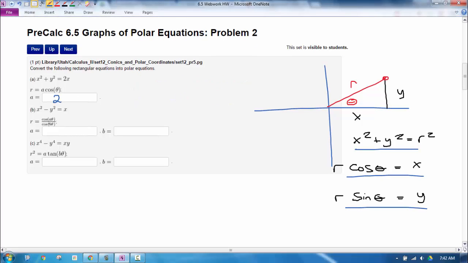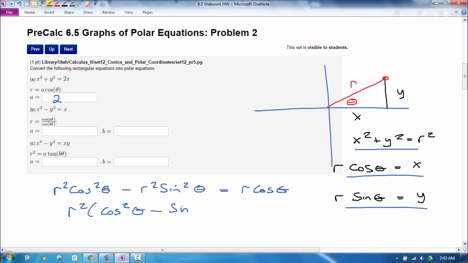All right, this next one's a really tricky one to get in this form, but let's just plug in for x and y here. So we have r squared cosine squared of theta minus r squared sine squared of theta equals x, which is r cosine of theta. So I just plugged in x for x squared here, and squared it. Now I can factor out an r squared. I'm left with cosine squared minus sine squared.